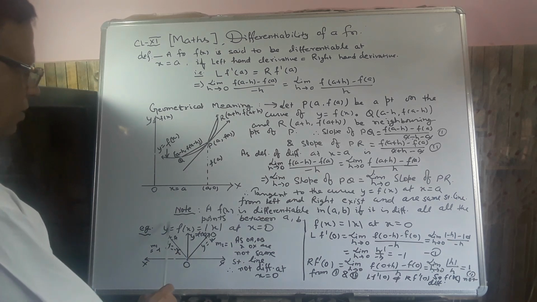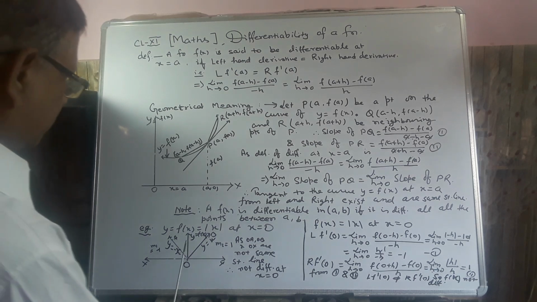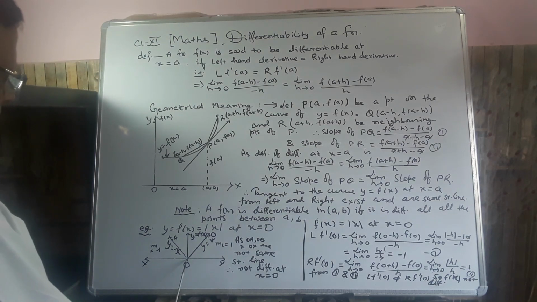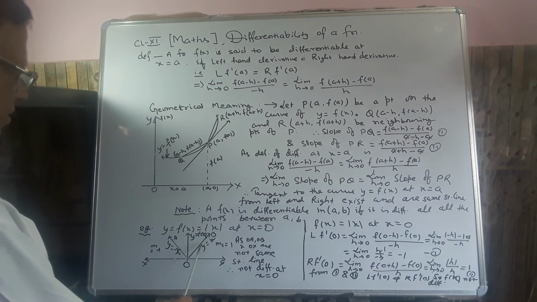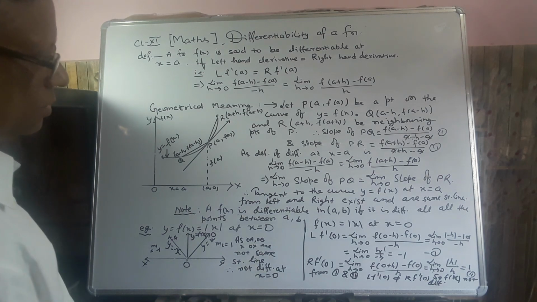Now an example: y equal to function of x equal to mod x at x equal to 0. First of all, drawing the curve of y equal to mod x: for x greater than or equal to 0, mod x is equal to x, that is y equal to x, and for x less than 0 it is y equal to minus x. Now see, OA and OB are different lines, not the same line at O. These are straight lines, so these are tangents. Both tangents are not the same straight line at O. So we can say function of x is not differentiable at x equal to 0.